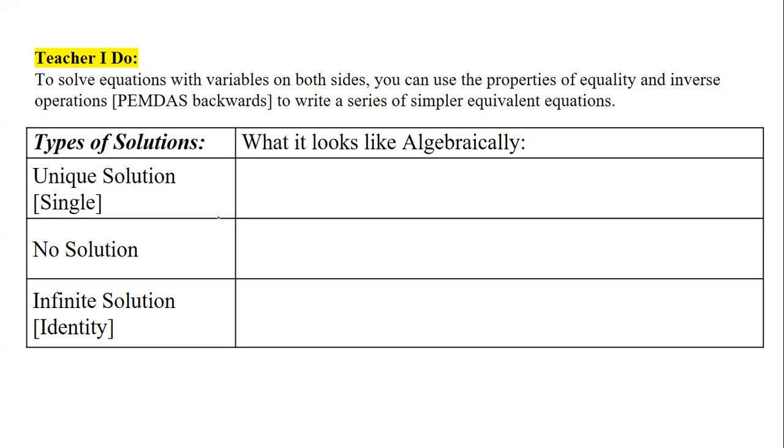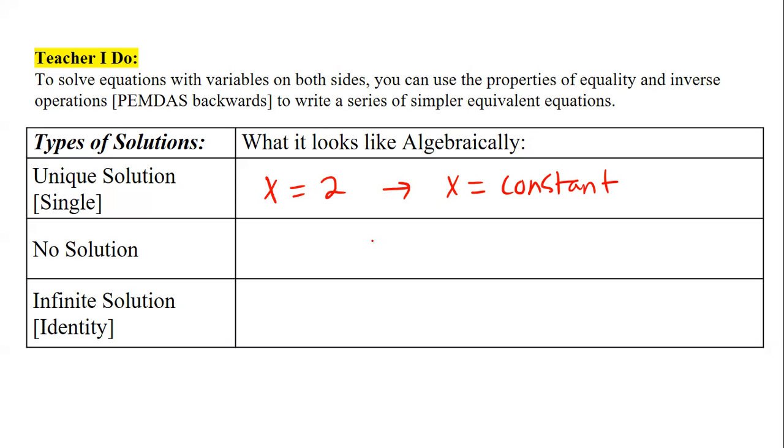First thing, we're going to talk about the 3 types of solutions. You have a unique solution. What a unique solution means is that I have x equals a number. So x equals 2. There is an answer. It's only one single solution. So when you have x equal to a constant, you have a unique solution, a single solution.